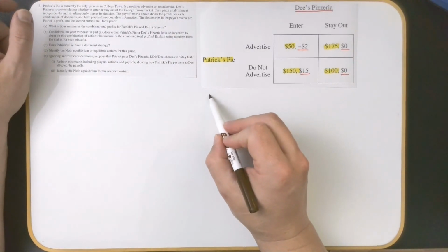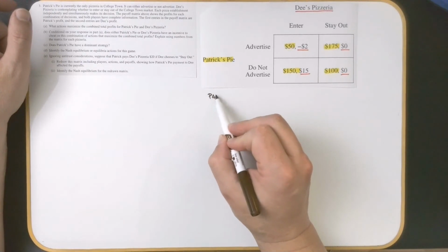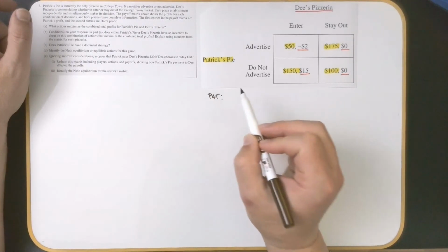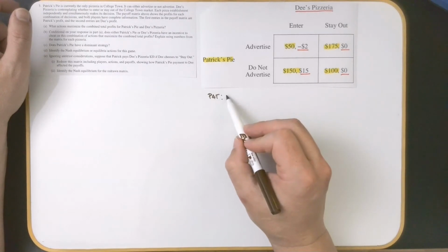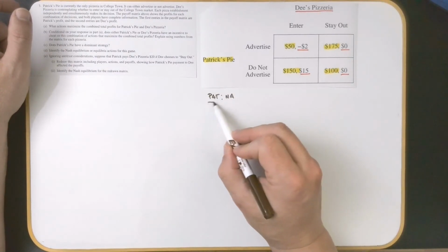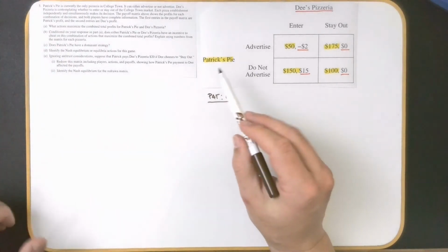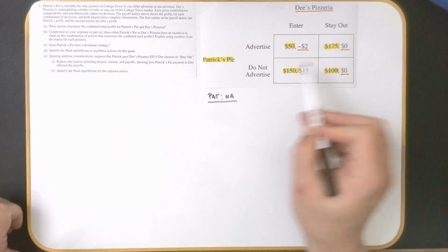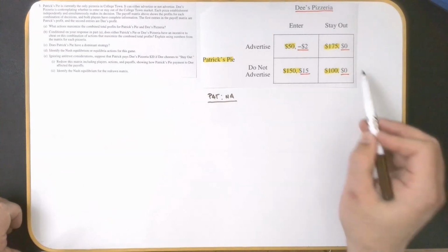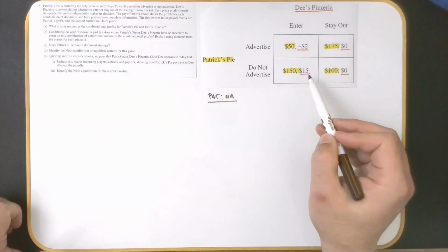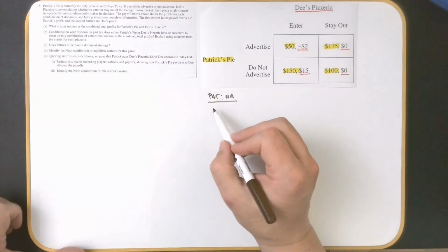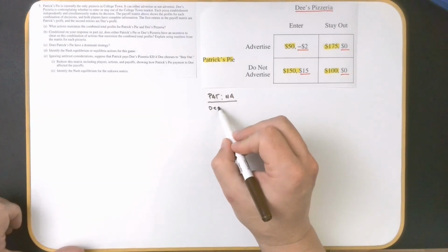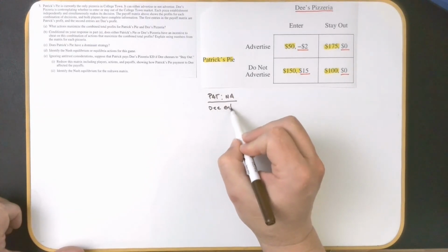So I'm just going to say Patrick's Pie, we're going to force him to make a decision, and his decision is going to be to not advertise. So I'm just going to say NA for not advertise. If Pat does not advertise, we're down here. Let's see what's better for Dee's Pizzeria. Dee's Pizzeria should enter the market. They'll make 15. 15 is better than 0. So I'm going to say D will enter.